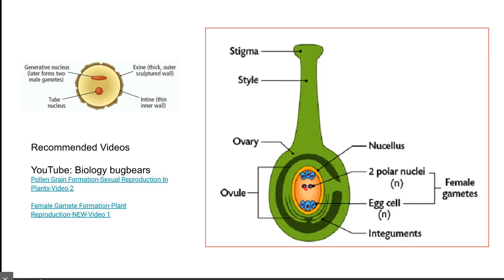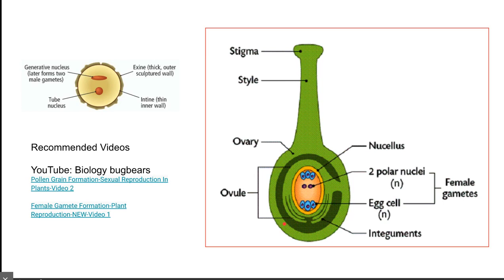The important nuclei are the 2 in the center, which are called the polar nuclei. And the middle one on the bottom is the egg cell. So the arrow here could refer to the middle one on the bottom, which is the egg cell. So the 2 polar nuclei and the egg cell, they're all identical to each other. They're all produced by mitosis. They're referred to as the female gametes.